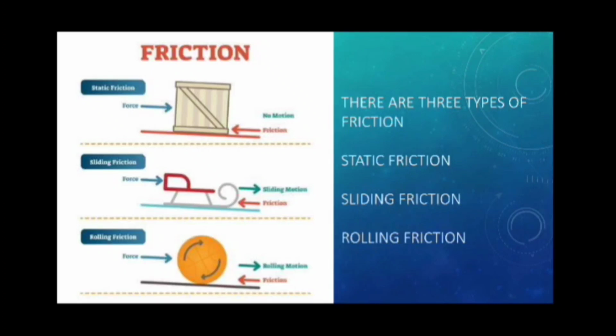So static friction is the maximum frictional force present between any two objects when one object just tends to move or slip over the surface of the other. Then comes the sliding friction. So what do you mean by sliding friction?